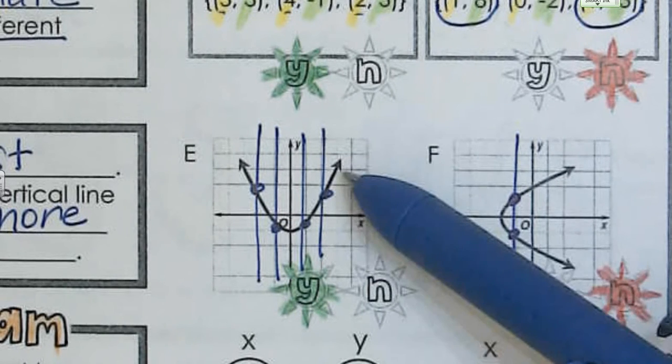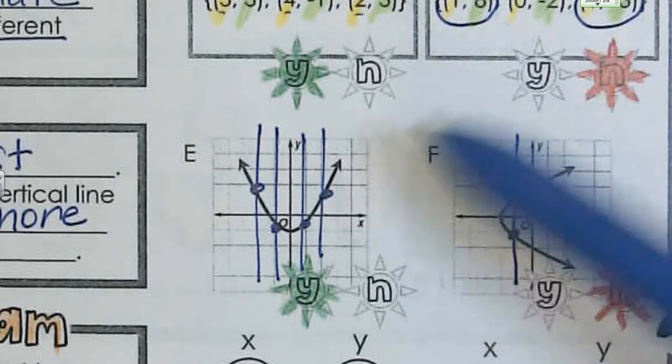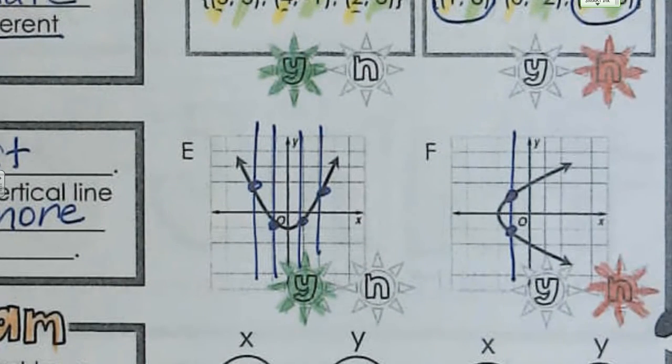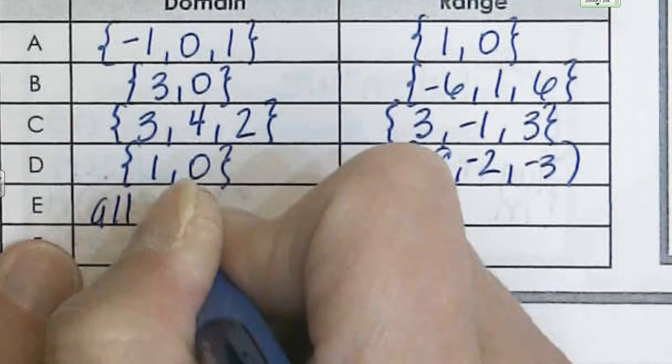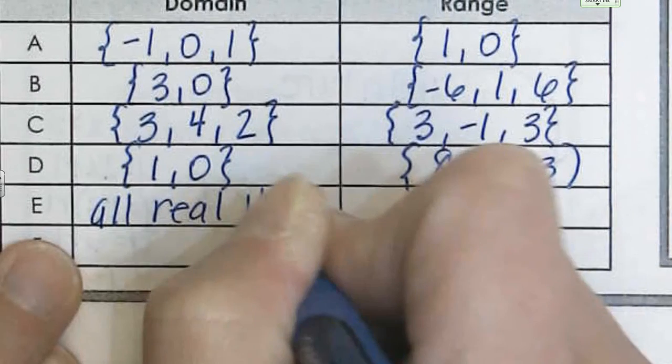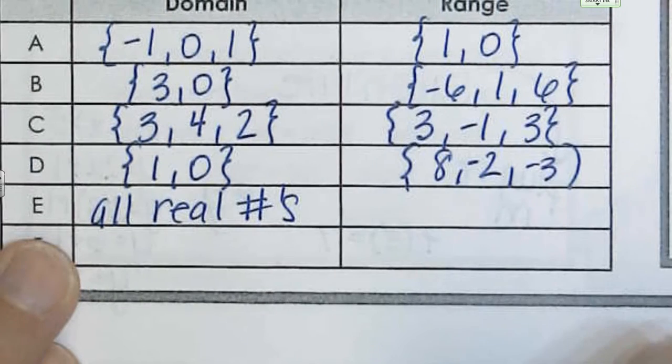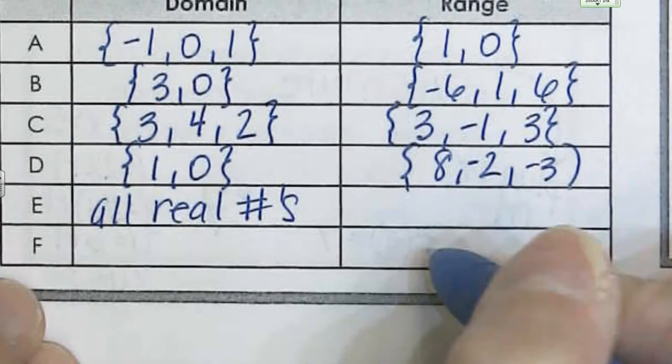for this particular one is kind of a special one. And in fact, what we call it is all real numbers. So this domain, you would literally write all real numbers. Because we're not going to write them all. We're just saying the domain is all of those x values.